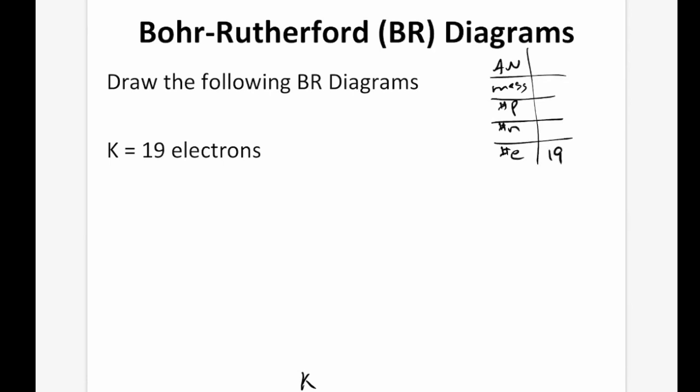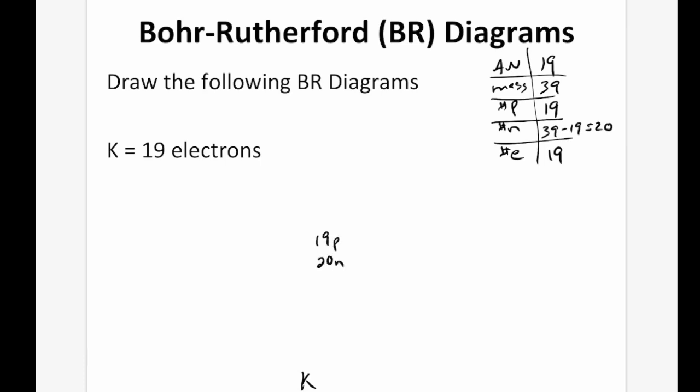If there's 19 electrons, then there's going to be 19 protons, and we're going to have an atomic number of 19. The mass of potassium, when we look at the periodic table, is equal to 39. So the number of neutrons can be 39 minus 19, which is 20. So we know in the middle, we're going to have 19p, 20n.